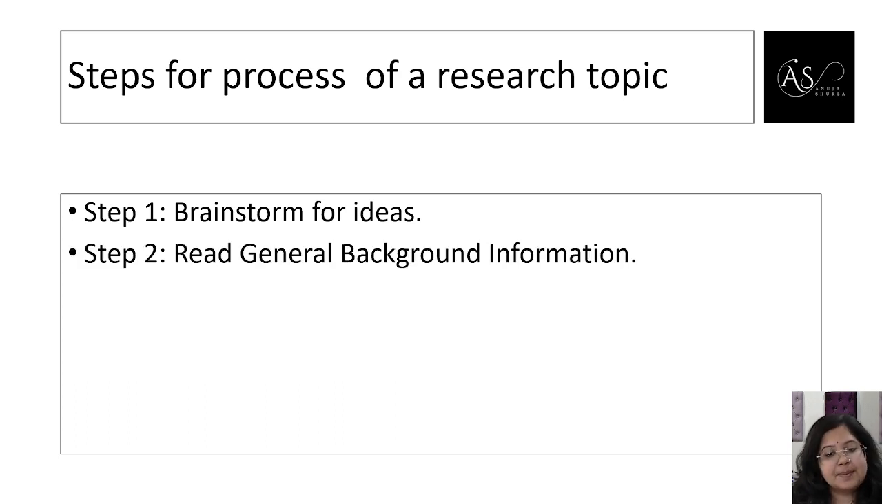The second step is to read general background information. Now, I always suggest that when you start a doctorate degree, we know we are into AI and generative ChatGPT kind of a generation, but please get a diary and pen. Keep on noting. When you're brainstorming ideas with your friends, family, colleagues, and everyone, keep on noting those ideas, and then when you're back home, just read very simple general background information.